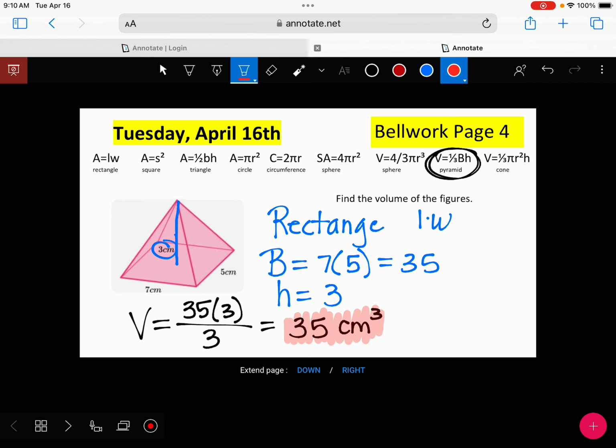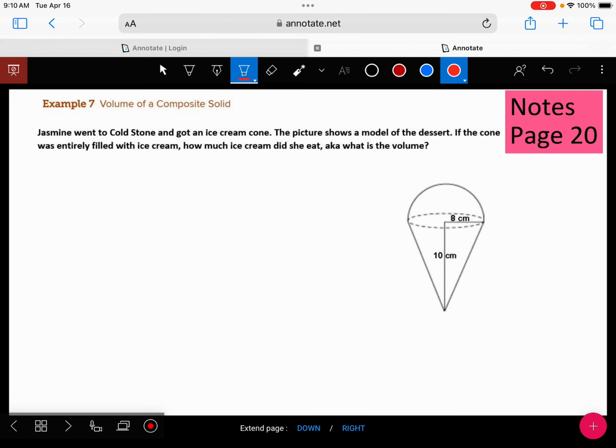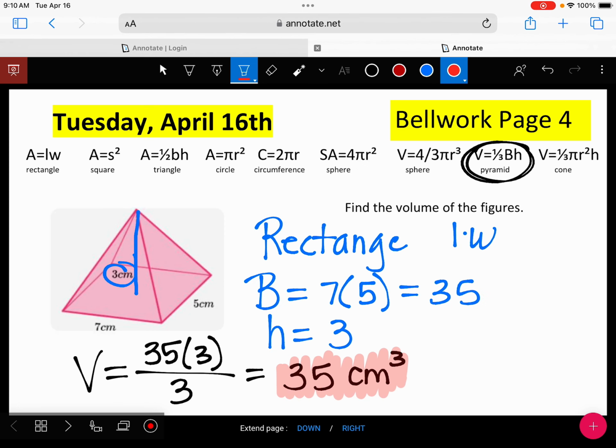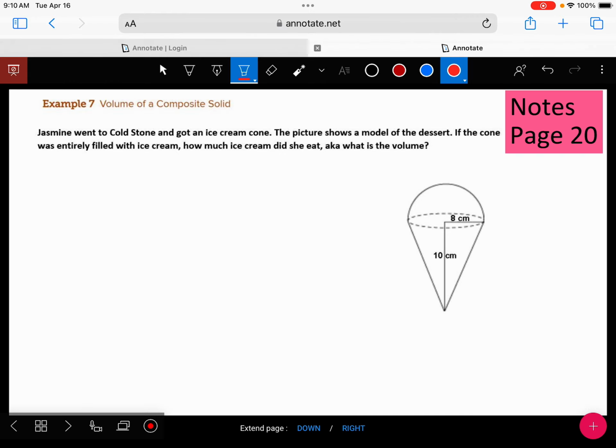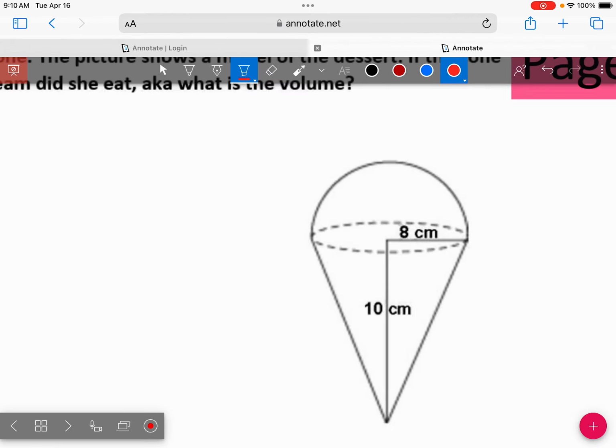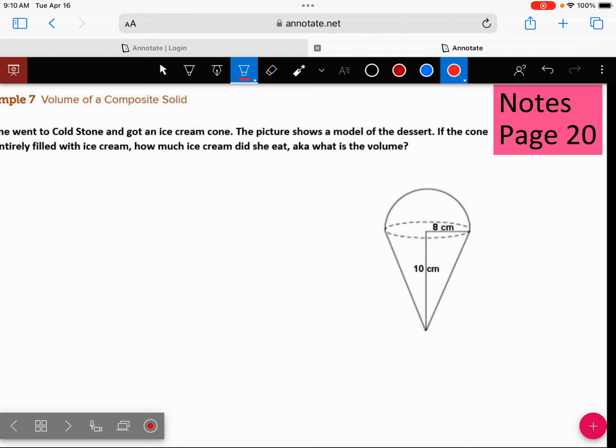Okay, so now we have some composite shapes that we're going to go through. So in your note packet, I think the first one is page 20. So go to page 20 in your notes, and we have to figure out what kind of shape, because this is 2 different shapes that we have here. You have it? Okay. So we have 2 different shapes here.